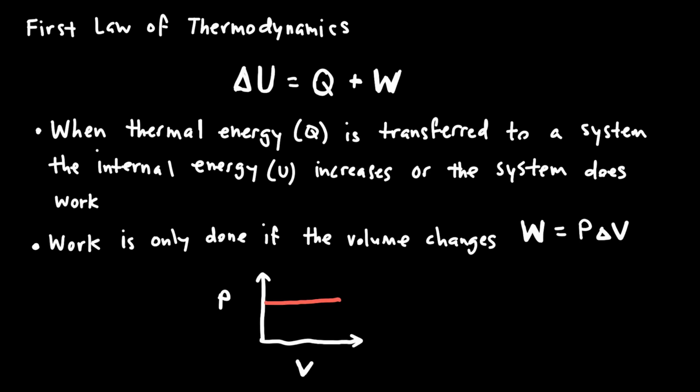Then we might get a graph that looks like this, and the area under that red line would look like this. The height of that red box would be a pressure, and the width of that red box would be a volume. And so the area of that red box would be P times V, or you could think of it as P times delta V. And so the area under the curve of a pressure volume graph is the work done on the object.